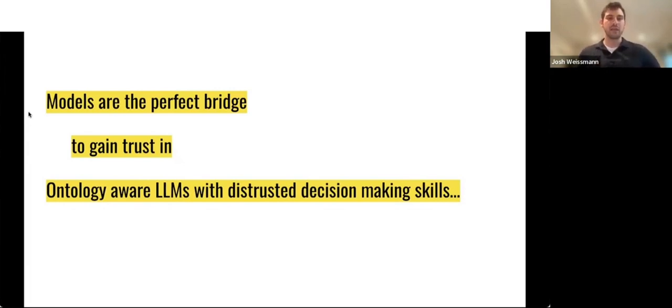So how do you make the decision making more trusted across organizations in this chatbot world? Once you've connected it with an ontology-aware LLM, machine learning models are a perfect example. We've been building machine learning models for a very, very long time. They're kind of like outsourced decision makers in a way.